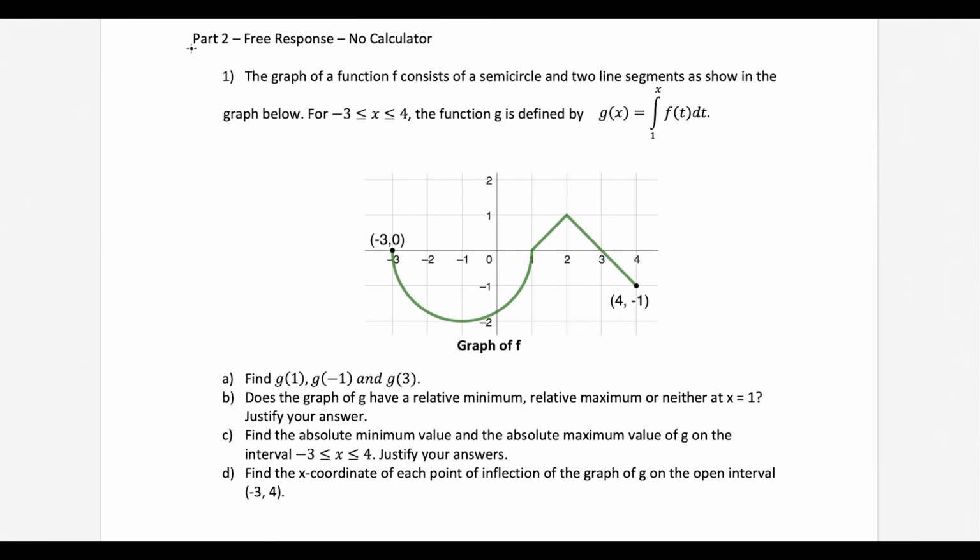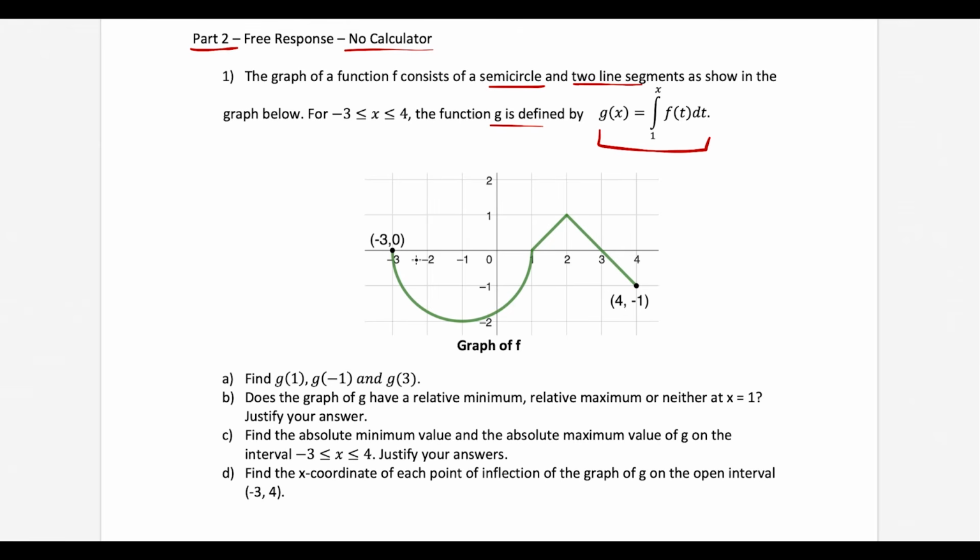So let's move on to part 2, the no calculator section. And we're just going to do one free response question here. What we have is a graph of f. It's a semicircle and 2 line segments. And the function g is an area function. g of x is the definite integral from 1 to x of f of t dt. And we need to find g of 1, g of negative 1, g of 3.